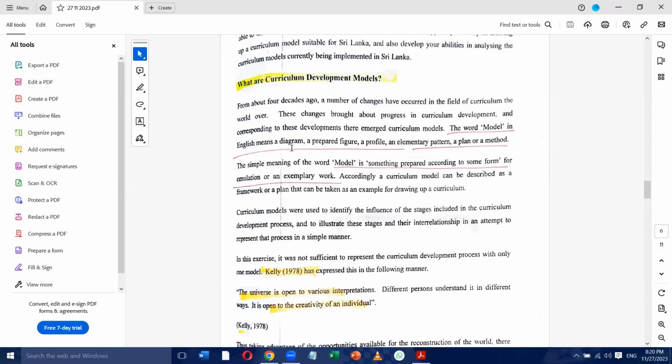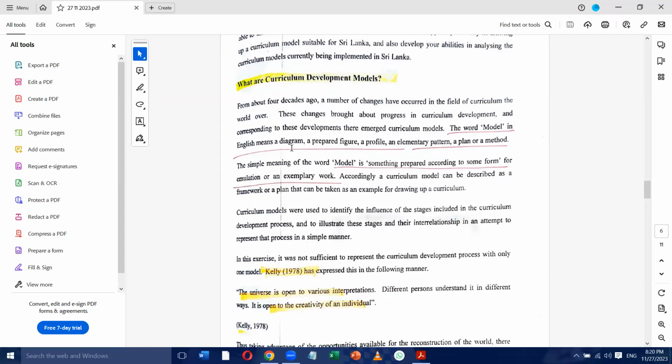So in this exercise, it was not sufficient to represent the curriculum development process with only one model. Kelly, 1978, has expressed this in the following manner. The universe is open to various interpretations. Different persons understand it in different ways. It is open to the creativity of an individual. Right? If you have creativity, you can deliver it successfully. If you have creativity, you can understand it successfully.